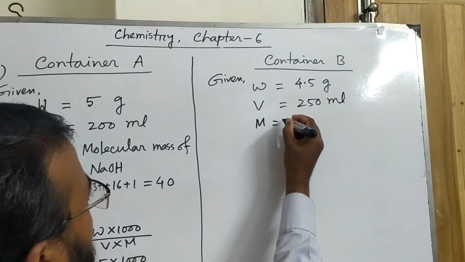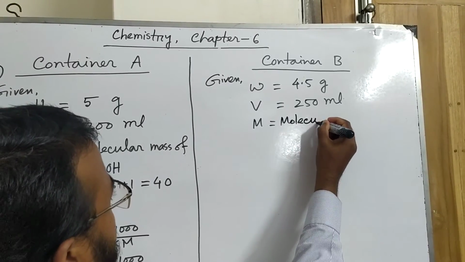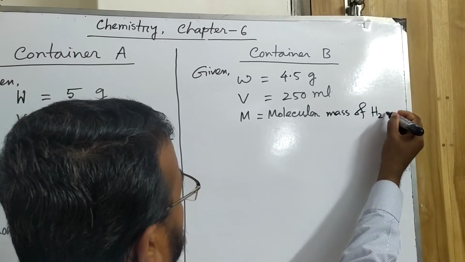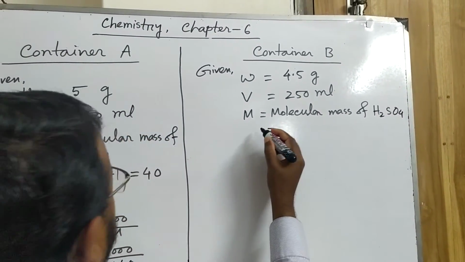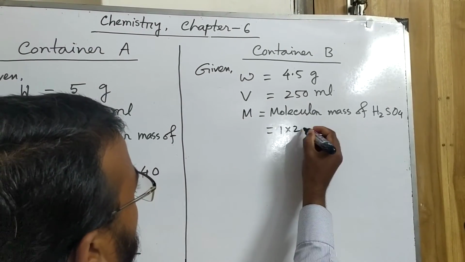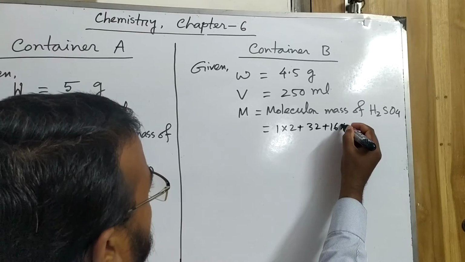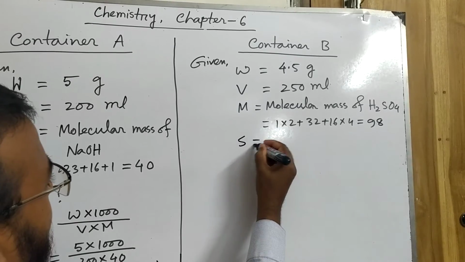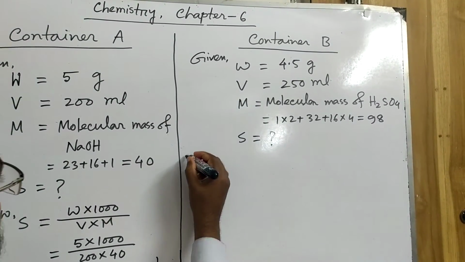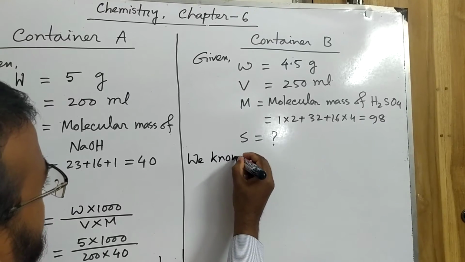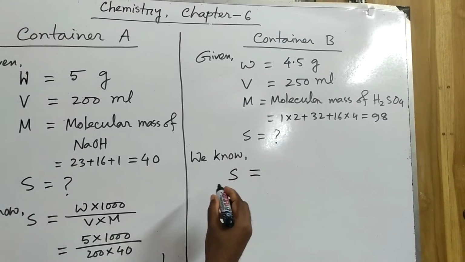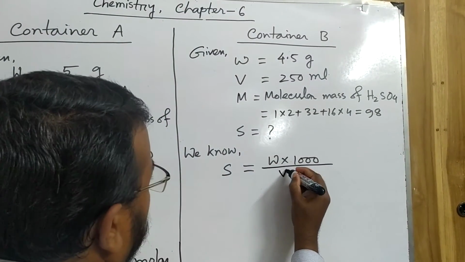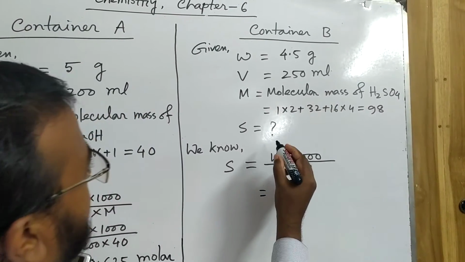Then M equal molecular mass of H2SO4 equal. So everybody knows how to find out. It will be 1 into 2 plus 32 plus 16 into 4, then it will be 98. Then we have to find out S equal what. So same way we know, S means concentration of the solution, W into 1000 divided by V into M. So now put the value, you will get the answer easily.